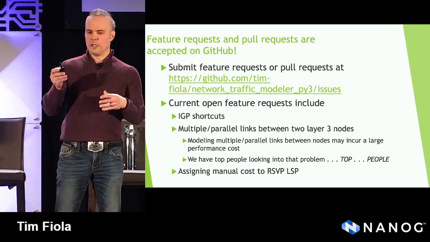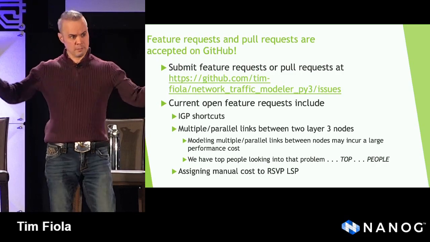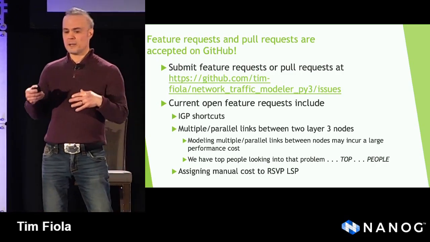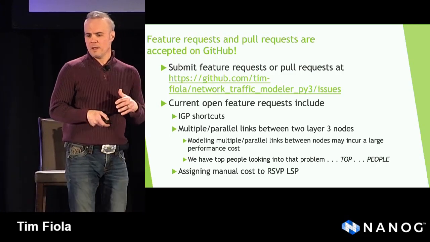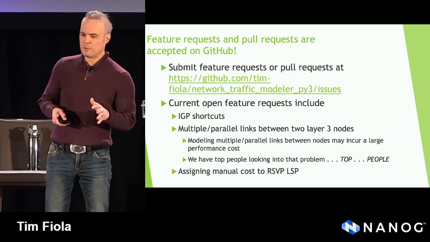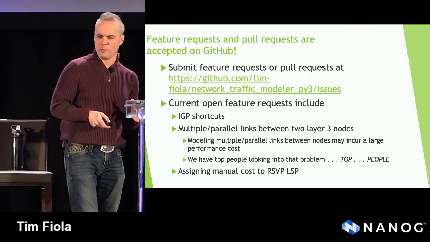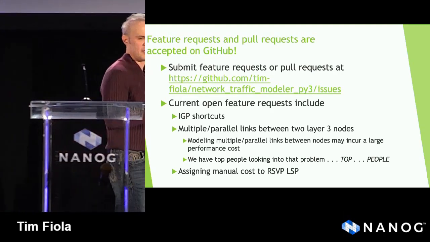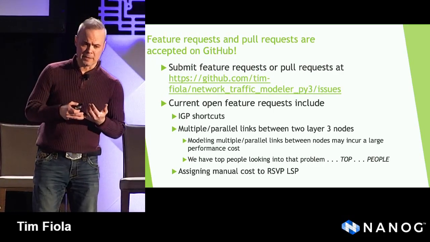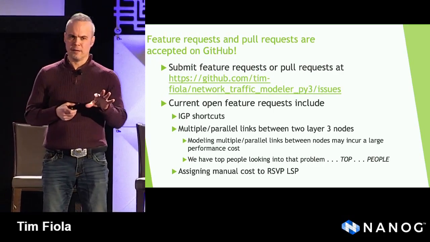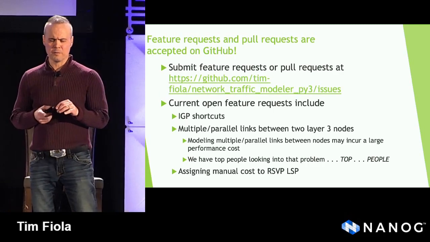Because we, meaning I, but hopefully we at some point, are accepting feature requests and or pull requests on GitHub. There's 3 open feature requests that I've got so far. One is for IGP shortcuts for RSVP LSPs. One is for multiple links between layer 3 nodes, and I'm currently working on that. Interesting problems to solve with coding.